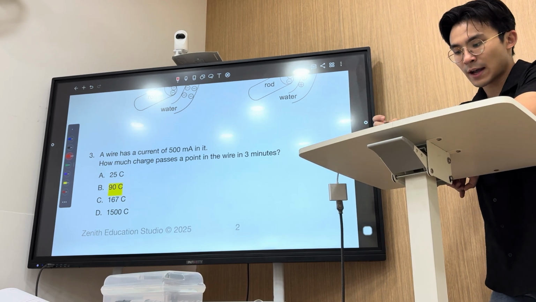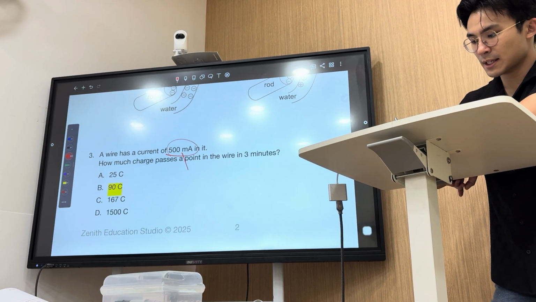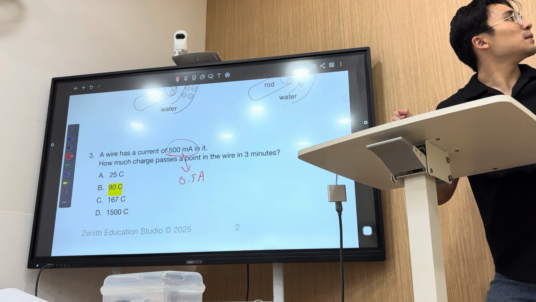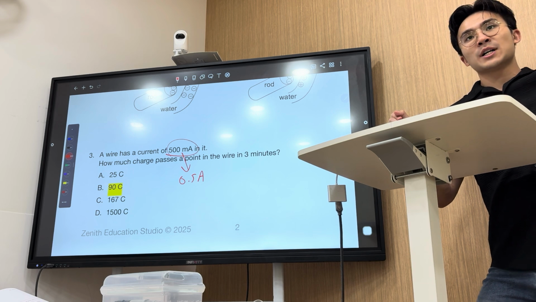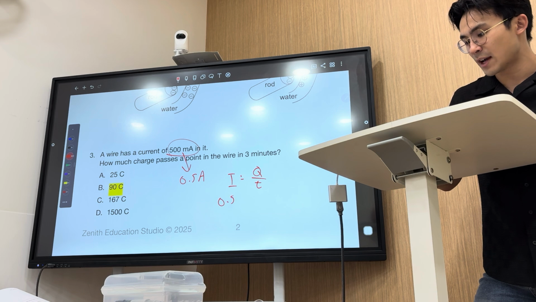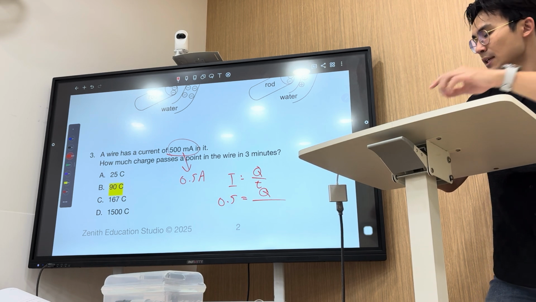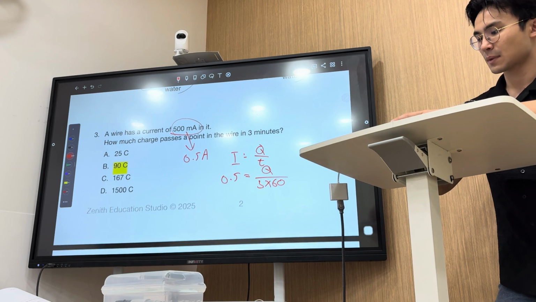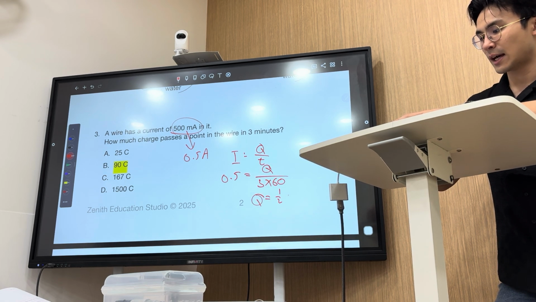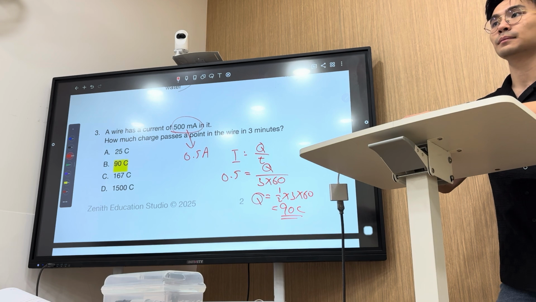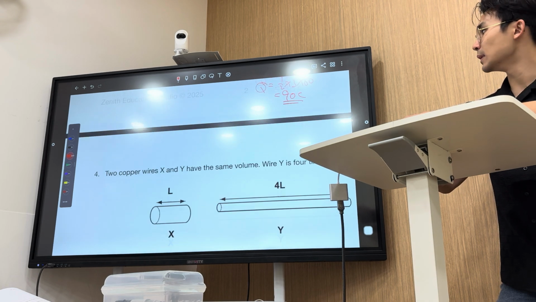Alright, a wire has a current of 500 milliamperes. Please convert this. This is 0.5 amperes. Formula: current equals flow of charge per unit time. So if I equals Q over T, I is 0.5 amperes, Q is unknown, T is 3 minutes, so you have 3 times 60 seconds. Then you calculate Q: half times 3 times 60 gives you 90 coulombs. Any questions? No? Let's carry on.